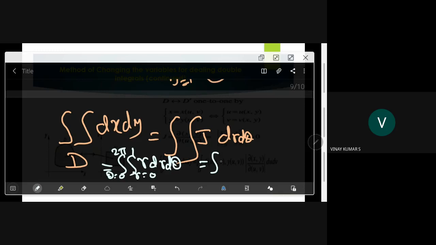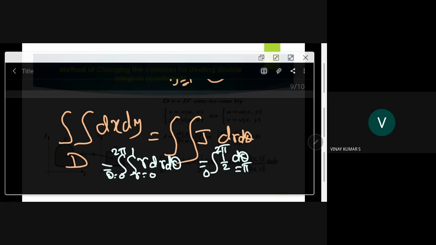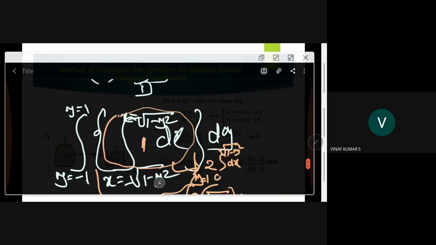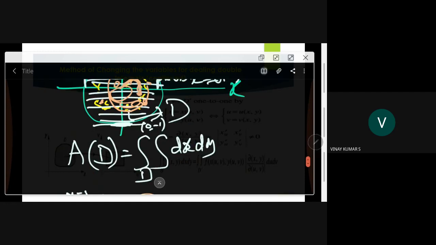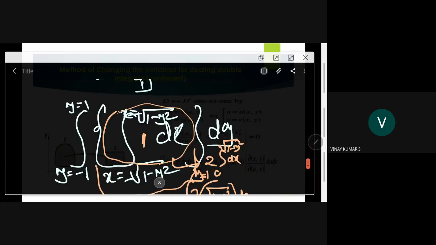So 1 by 2 r square by 2, it is 1 by 2, right? Then 1 by 2 d theta, with 0 to 2 pi. Now 1 by 2 theta gives pi as the answer, because the unit circle area is pi. That is the ease here. If you follow the other way, it takes more time. But if you know that dx dy is equal to Jacobian into dr d theta, then we are done.